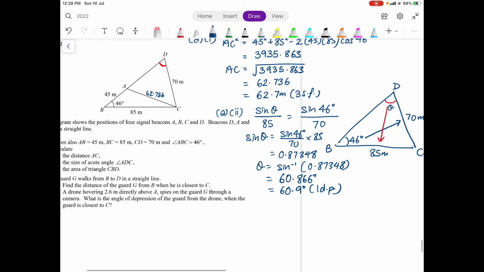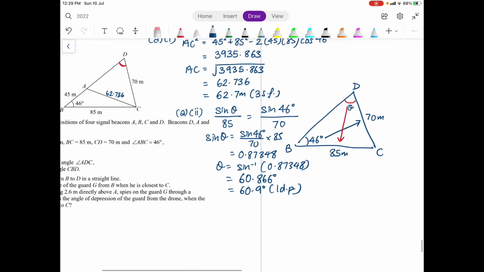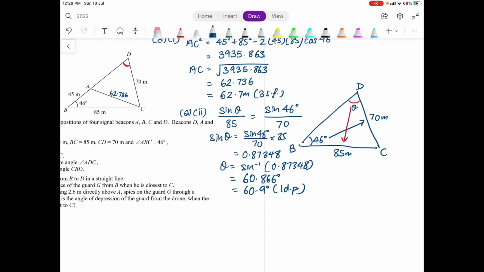Now part 3. They want area of triangle BCD, or CBD, which is the same. Alright, so I do have the triangle on the right drawn out already. What do I need? I only have these two sides. So for area of triangles, we need half times the two sides, 85 times 70. Then we need to multiply by sine of this included angle.